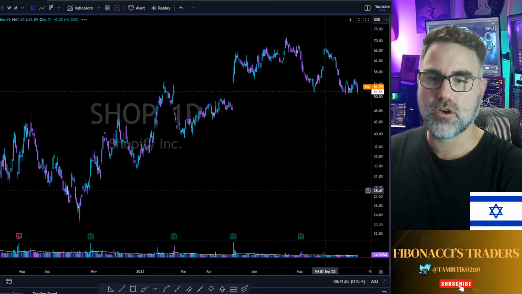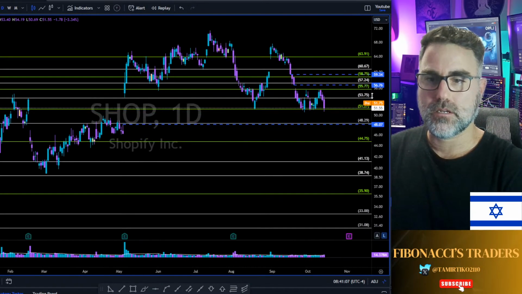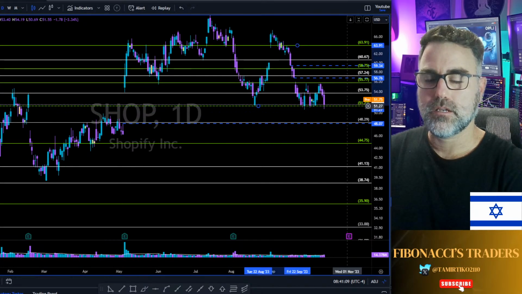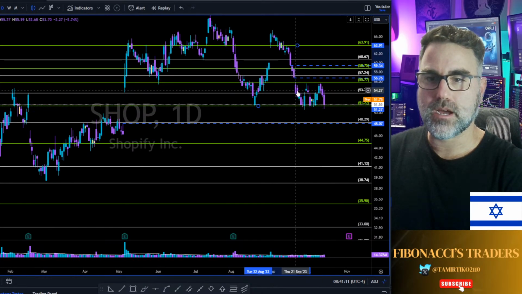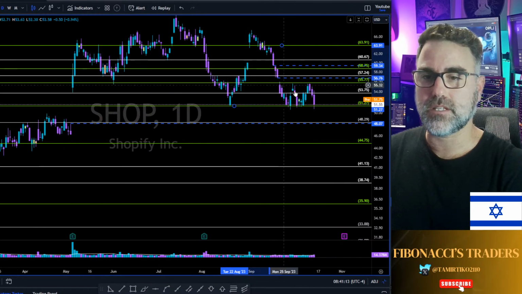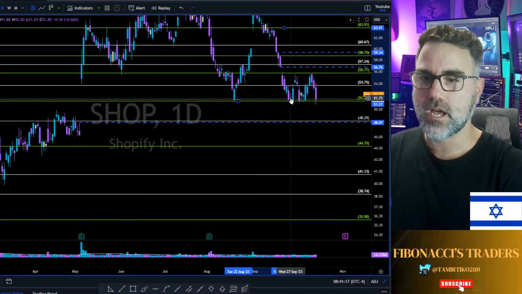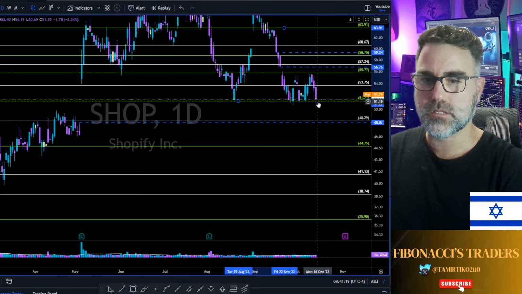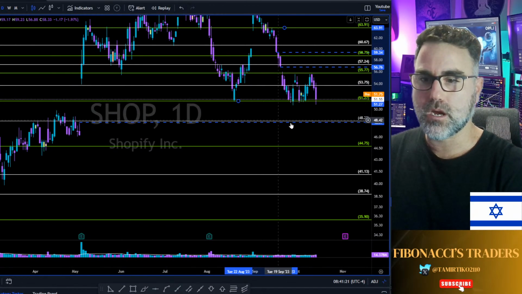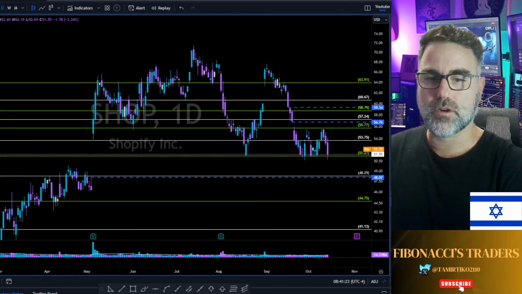What else do we have? Shopify struggling with the 53 area, 55 area, all this area, very tough resistance. 51 needs to hold. For now, it's holding in the past 2 weeks or so. Breaking down another, we are heading towards this gap over here.